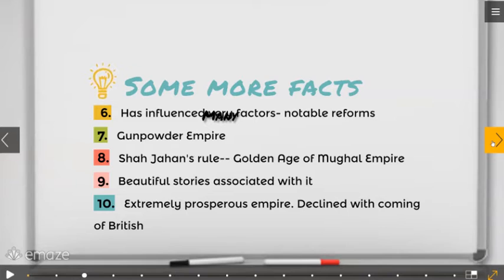It started during Jahangir's time. Jahangir was the fourth emperor. It started when he let Sir Thomas Roe, who visited him in 1615, permit the British to set up a factory at Surat, and that is where it all began.